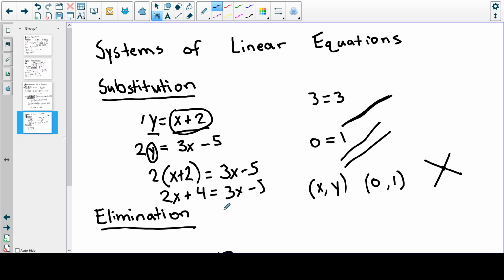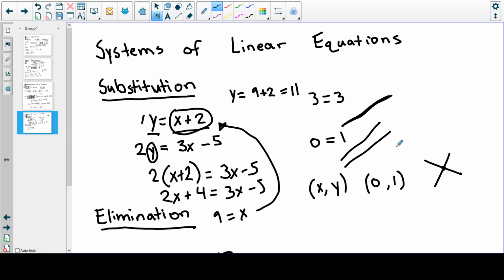So this is obviously going to give us x. If we continue to work it out, we get 9 equals x. Now that we have x, we want to find y. So we'll plug this back into our original y equation. When you plug that back in, you get y is equal to 9 plus 2, which equals 11.